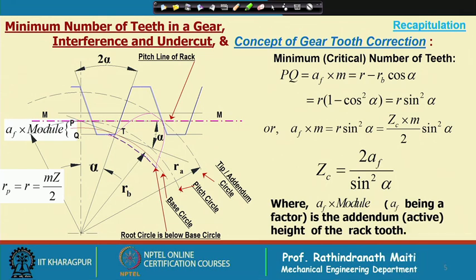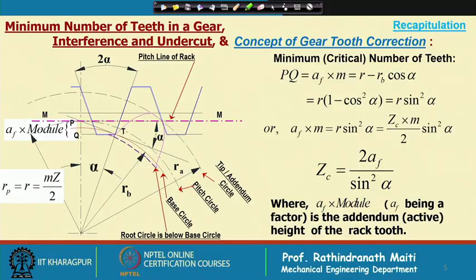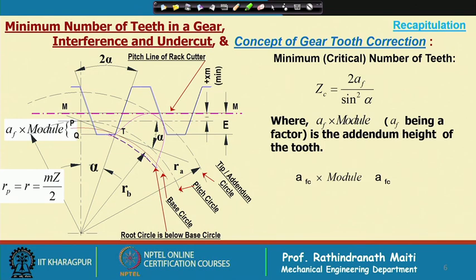Now, in this case, as I have already described, A is the addendum factor. Suppose we take the addendum factor slightly less, in that case we will have a smaller number of teeth, but we will always consider the standard one. Let us have a look into more details about the tooth corrections.